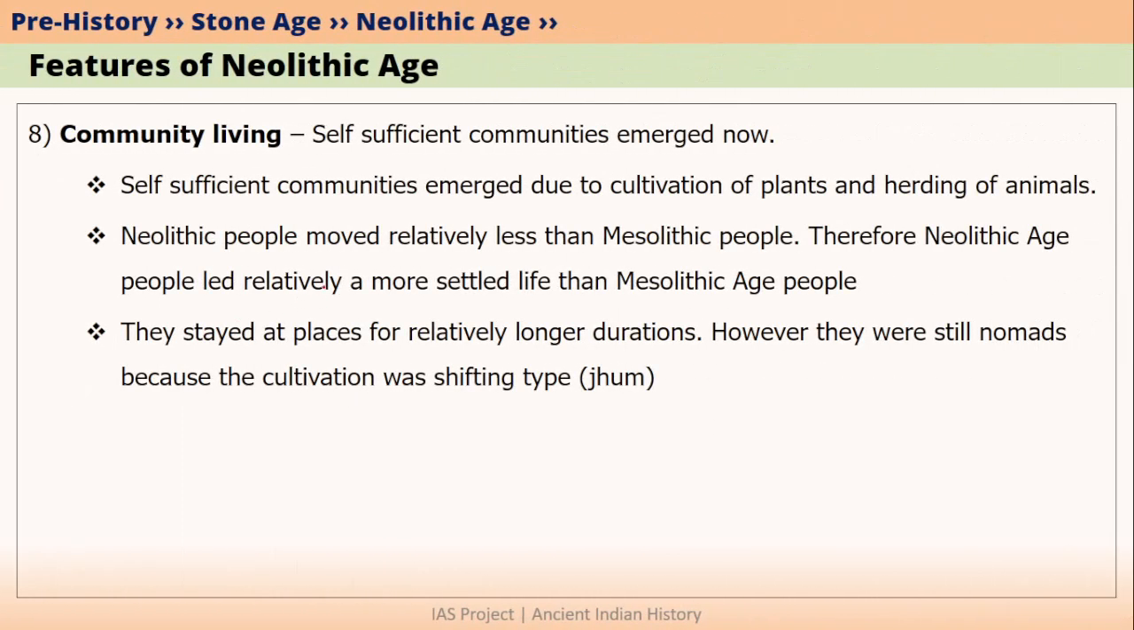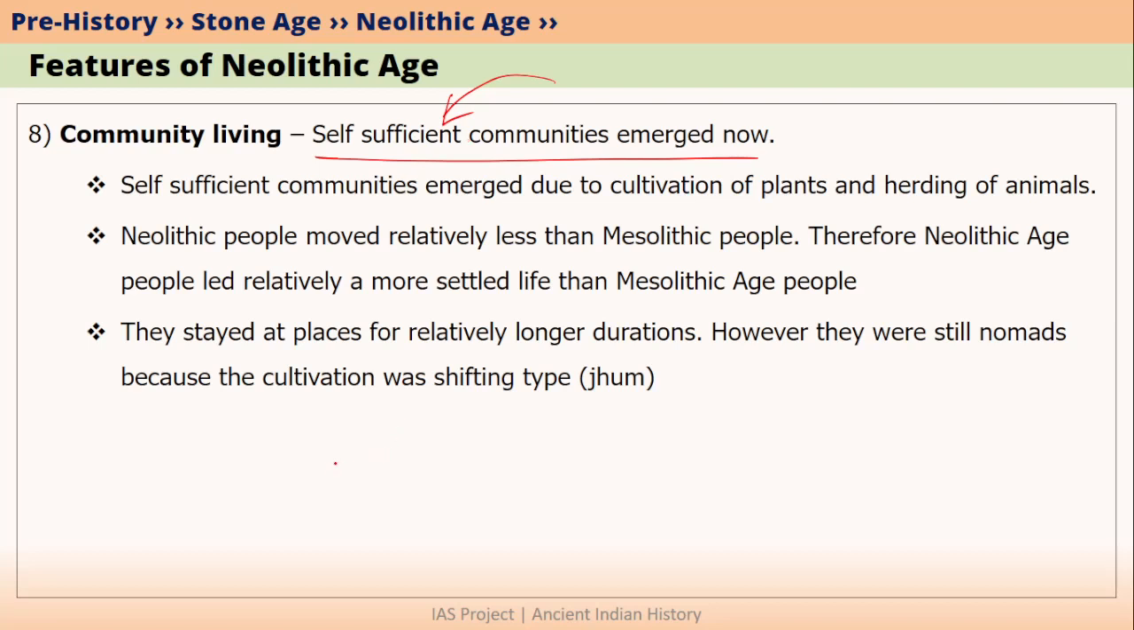Another important aspect of Neolithic age was community living happened during this period. Community living means self-sufficient communities have now emerged. Because they were doing plant cultivation and animal domestication, food was now available to them 365 days in a year. They did not have to depend wholly on hunting and gathering. That is why self-sufficient communities emerged in Neolithic period. They did not emerge before this.